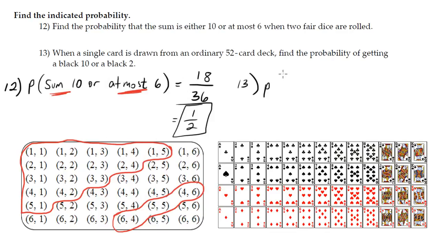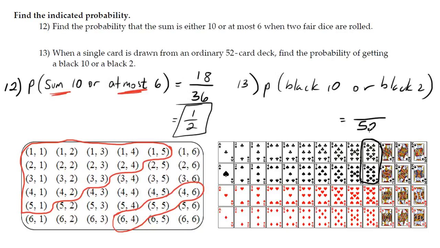13, probability that you select a black 10 or a black 2. Now let's find the black 10s. Black cards. Here's a black 10 here. Here's another black 10. Out of my 52 outcomes, I've got 2 black 10s here. Or black 2s. Here's black 2. There's 2 black 2s right here.